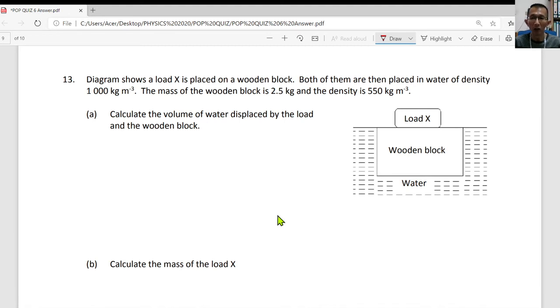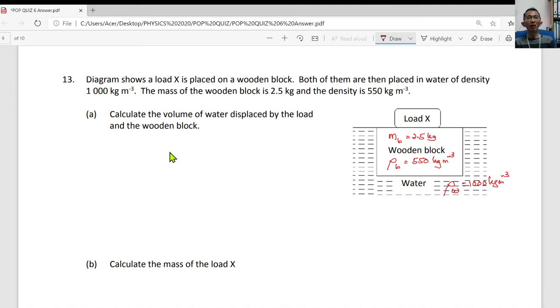Okay, the diagram shows a load X is placed on a wooden block. Both of them are then placed in water of density 1000 kg per cubic meter. The mass of this wooden block is 2.5 kg and the density of this wooden block is 550 kg per cubic meter. Okay, so we have a few pieces of information from the question. The density of the water is 1000 kilogram per cubic meter. The mass of the block is 2.5 kilogram. And the density of the wooden block is given as 550 kilogram per cubic meter.